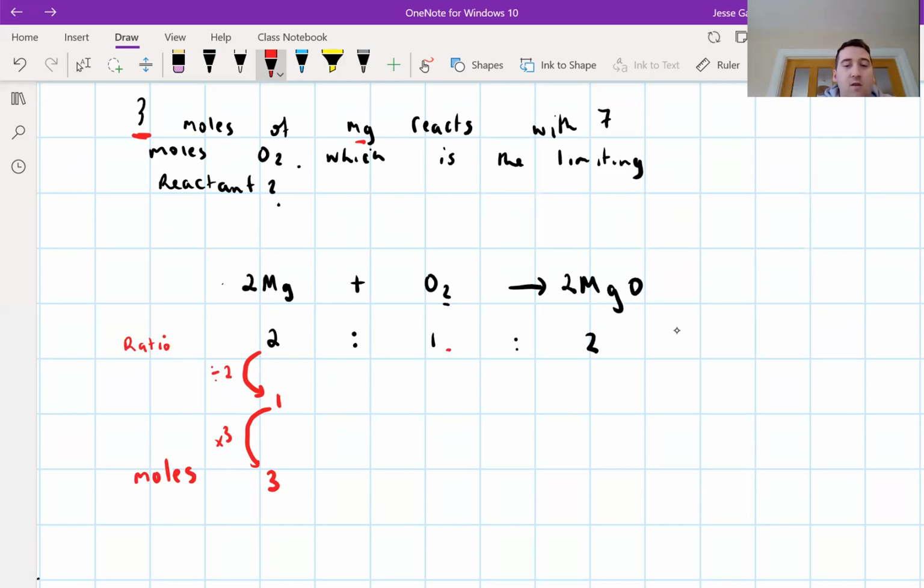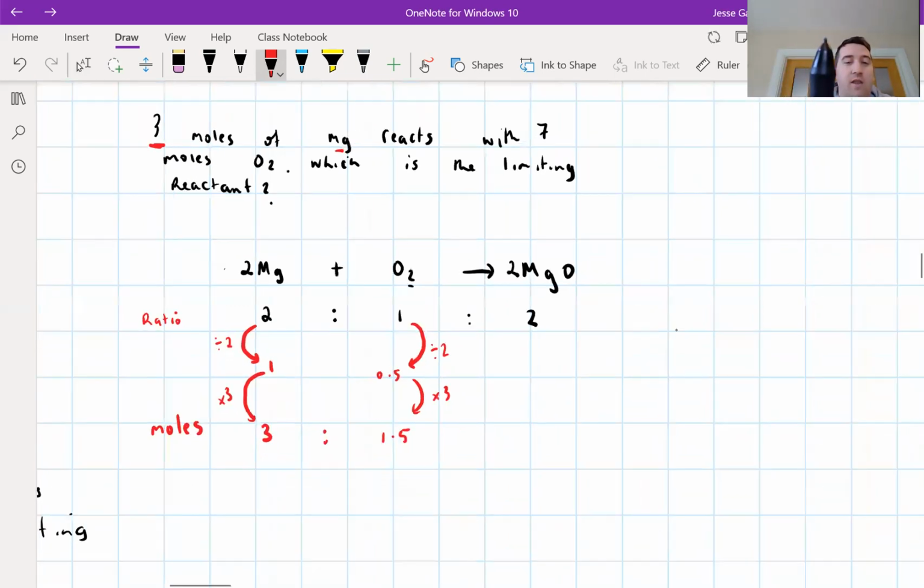Now what we've got to do is do the same to the oxygen to find out how many moles of the oxygen would I need here. So divide by 2, that's going to give me 0.5. And then times by 3, that's going to give me 1.5. So it says here that in theory, I would need 3 moles of magnesium and I would only need 1.5 moles of oxygen to react with that.